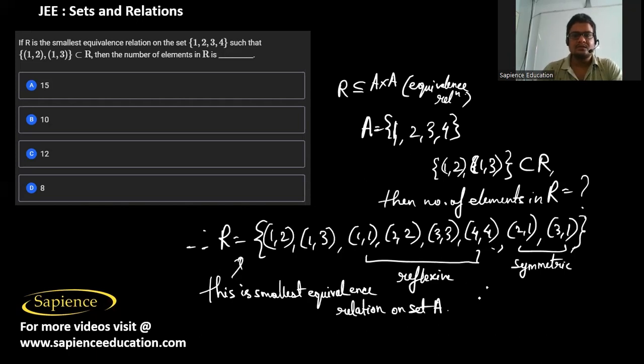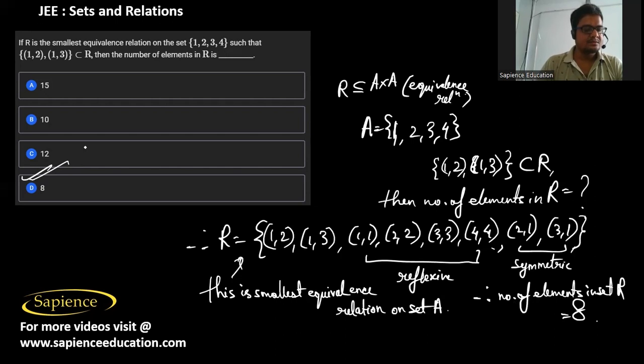So therefore the number of elements in the set R will be equal to 1, 2, 3, 4, 7, 8, so that is 8. So option D is the correct answer.